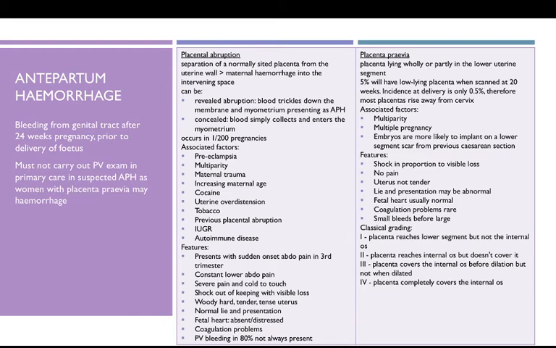You might get a shock which is out of keeping with visible loss. So a patient might be in hypovolemic shock, so the mother might have a low blood pressure, and they might be cold and clammy and sweaty, but the amount of blood that they're losing doesn't match up with the shock that they're in, and that's because the blood may be collecting in the myometrium rather than being revealed.